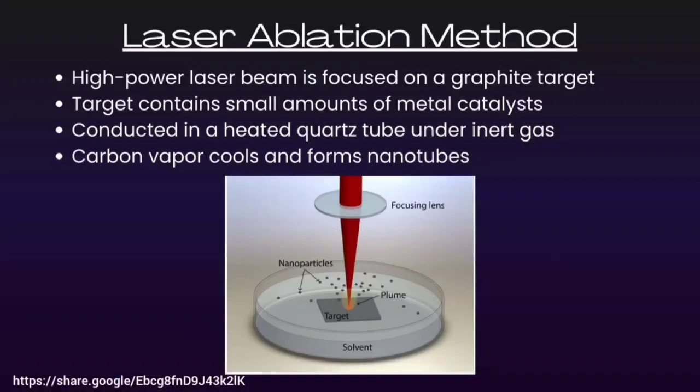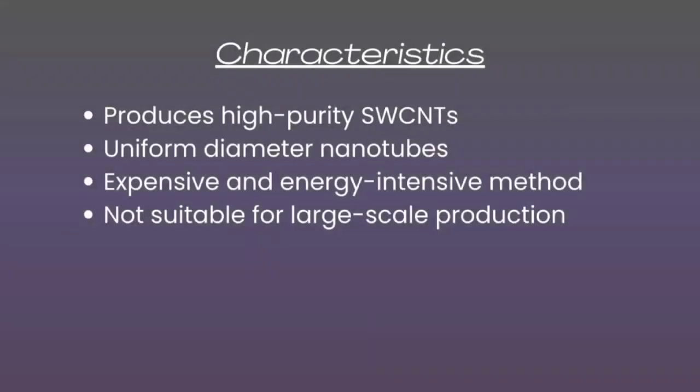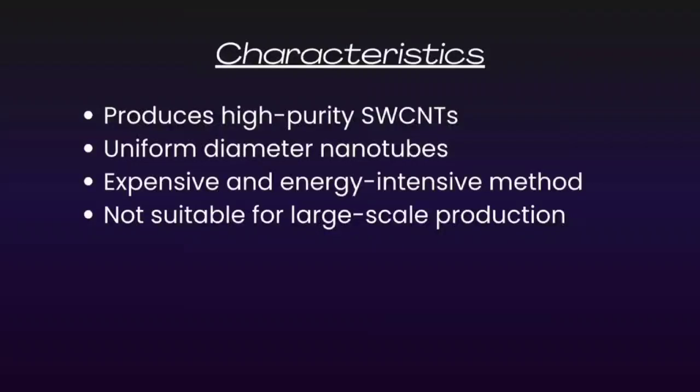So in this method, a high power laser beam is focused onto a graphite target containing metal catalyst particles. This process is carried out in a heated chamber filled with inert gas. The laser vaporizes carbon atoms from the target, and as the vapor cools, the carbon nanotubes are formed and deposited on a collector. This method produces highly pure and uniform single-walled carbon nanotubes. However, it is an expensive technique, consumes higher energy, and is not suitable for large-scale production.